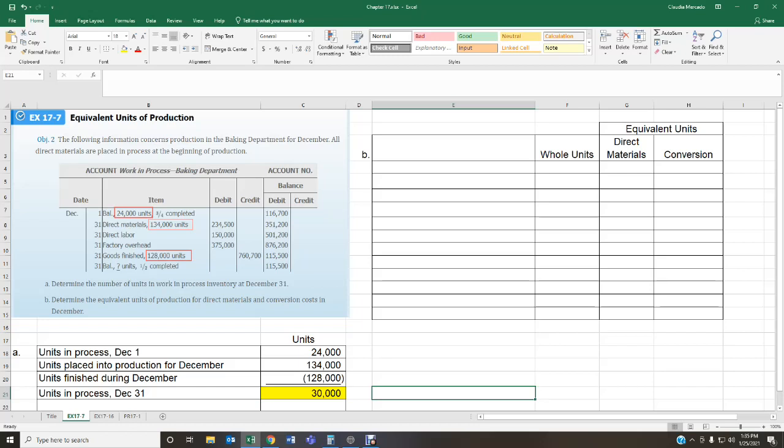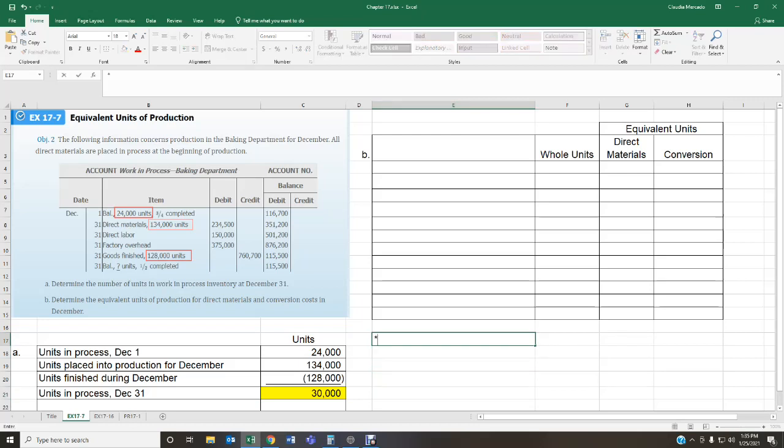Okay, so a whole unit is, if it's in production, whether it's finished or not finished, we're going to count it as a whole unit. But then we have the equivalent units of production, and that is the portion of the whole units that are complete with respect to materials or conversion. Conversion is basically your direct labor and factory overhead. So here we're breaking out our costs into two, materials and conversion. And under conversion, we have direct labor and factory overhead.